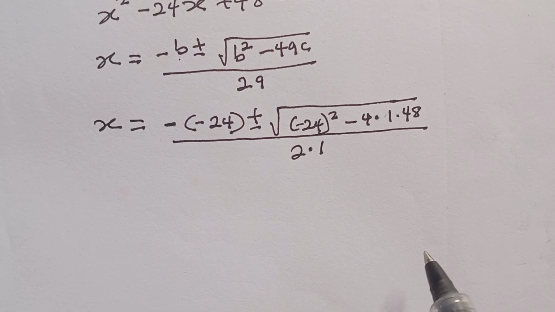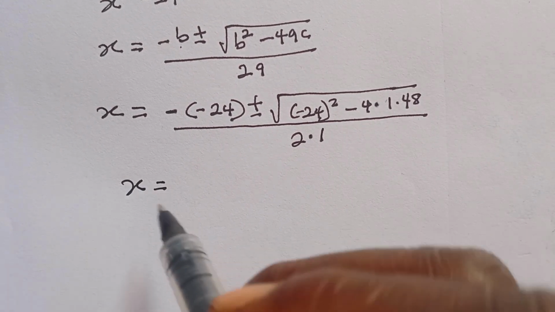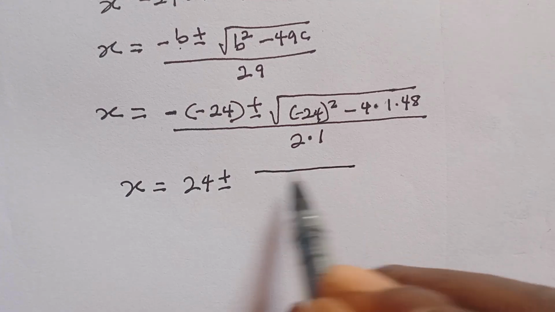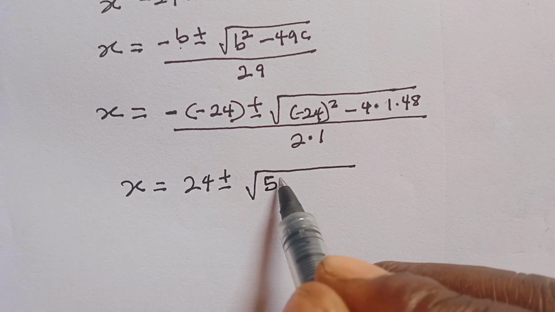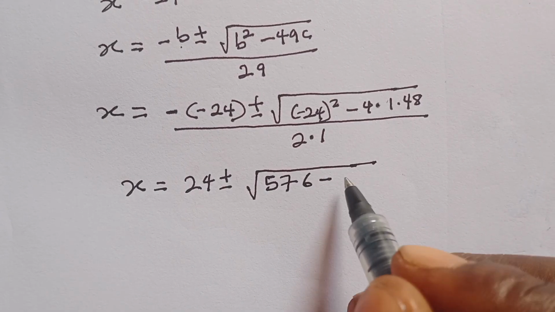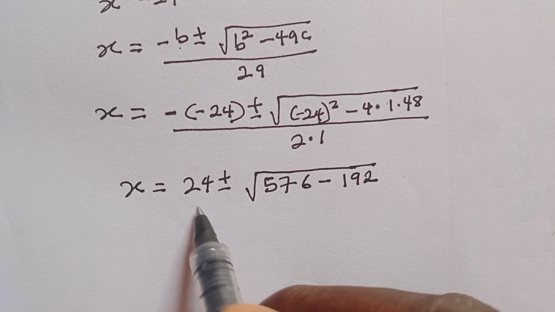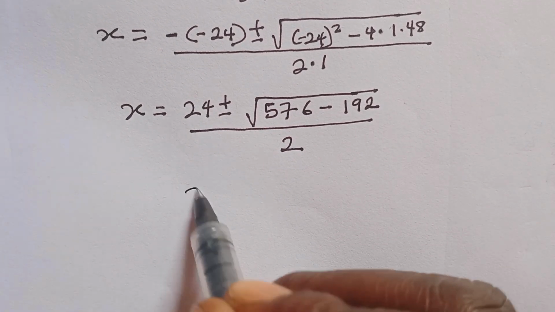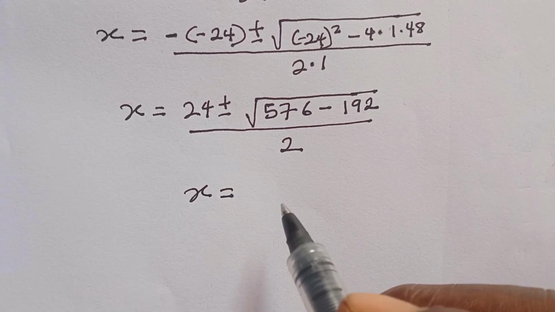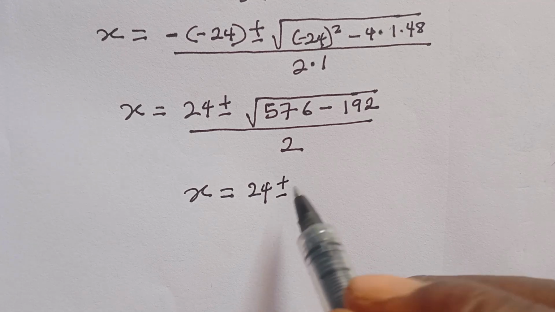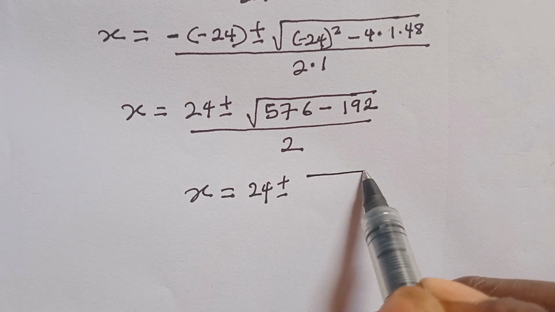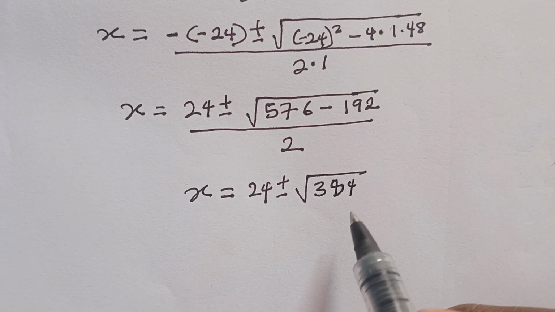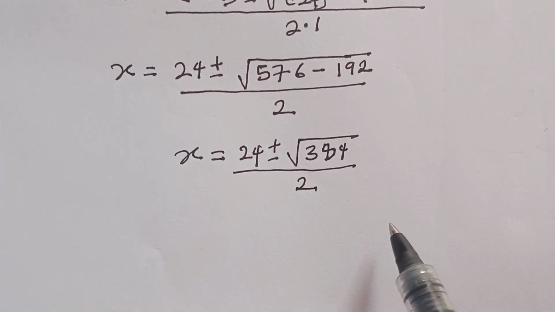Now, once you understand it up to this stage, the next thing we are going to do is to use this negative to multiply by minus 24. It will now be negative times minus 24, that will give us 24, plus or minus the square root of 24 times 24, that will give us 576, minus 4 times 48, that will give us 192. Everything divided by 2. Now, our x is equal to 24 plus or minus the square root of 576 minus 192, that will give us 384. So everything divided by 2.